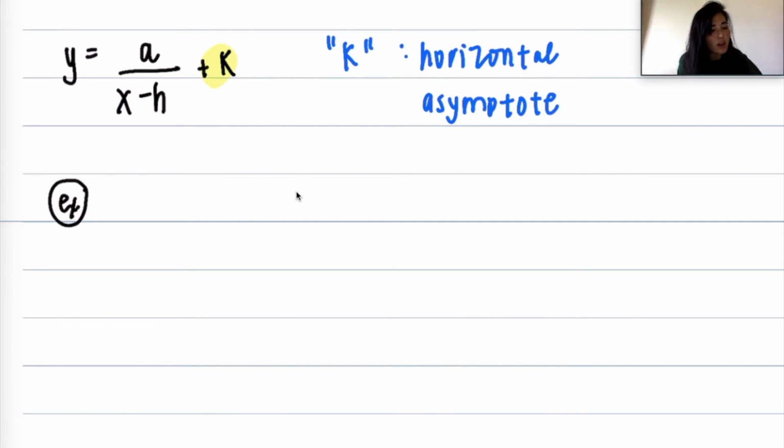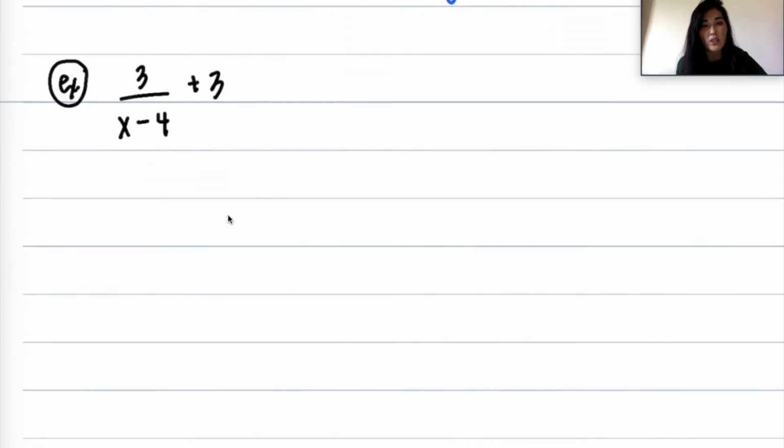Let's say here that our problem is going to be 3 over x minus 4 plus 3. Okay, so we have a couple different things going on. We now have an a value here. We have an h value here. And we also have this new k value here. So let's see how this will affect our graph.